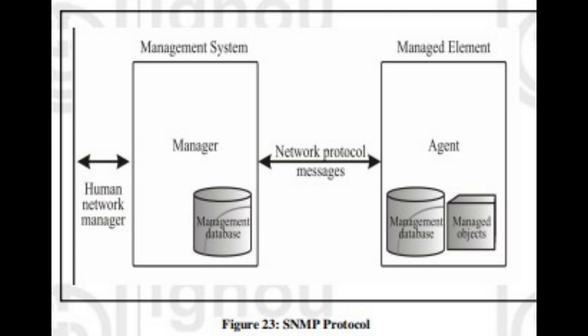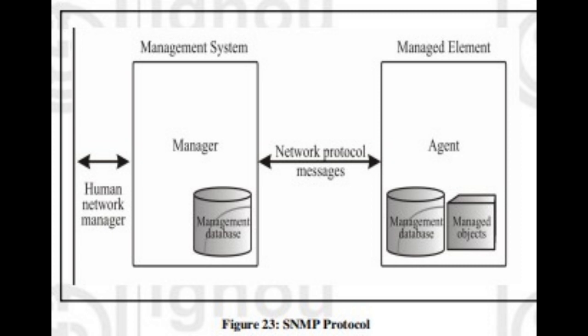SNMP uses 5 basic messages: get, get next, get response, set, and trap to communicate between the manager and the agent. The GET and GET NEXT messages allow the manager to request information for a specific variable. The agent, upon receiving a GET or GET NEXT message, will issue a GET response message to the manager with either the information requested or an error indication as to why the request cannot be processed.